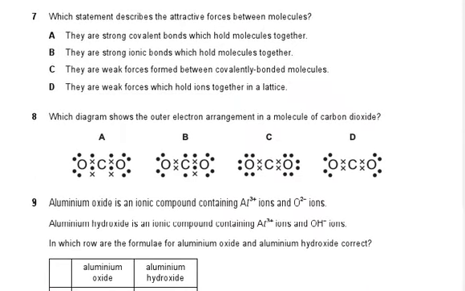Okay, now state number 7. Which statement describes an attractive force between molecules? Attractive force between molecules here, they will be referring to covalent bonding. So you should have the answer.